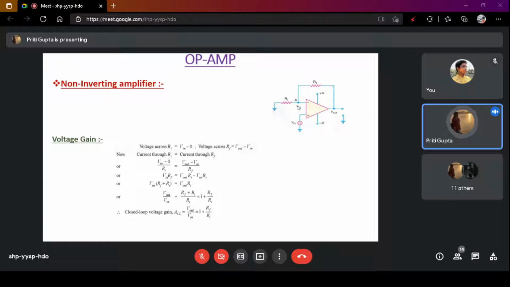In this derivation, the current through the feedback path equals the current through the input resistance. Current through RI will be VIN minus 0 divided by RI. Current through RF will be V output minus V input divided by RF. Then simple calculation, you will get this. Remember this simple concept, for both inverting and non-inverting, current through RI equals current through RF. You have to start from here. For RI, VIN minus 0. For RF, V output minus VIN.